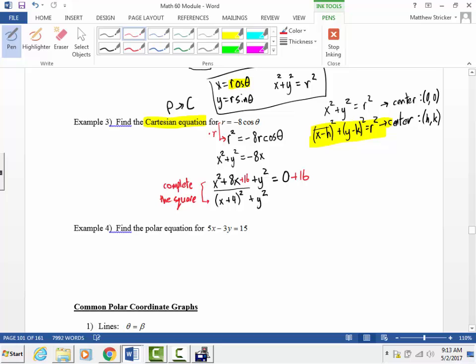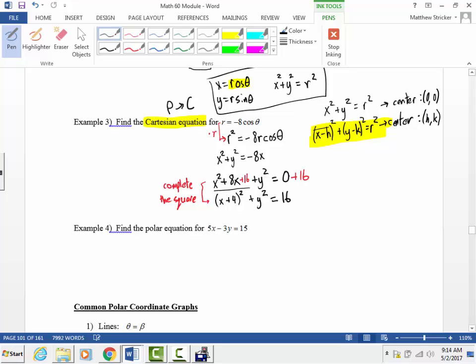If you don't remember that method, the way you figure out what number you need to add here to make this a perfect square is it's always this number. You take half of it. Half of 8 is 4, and you square 4 is 16. If you got 16 here, you got to add it over there.